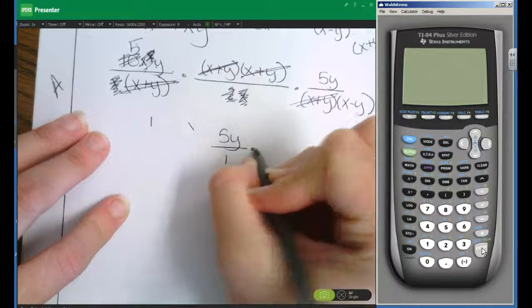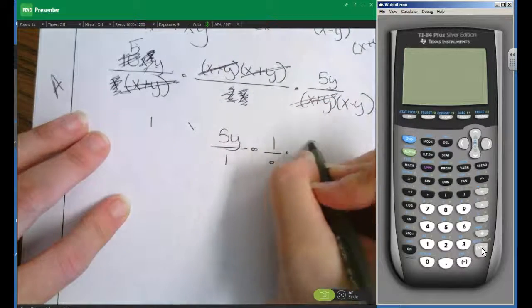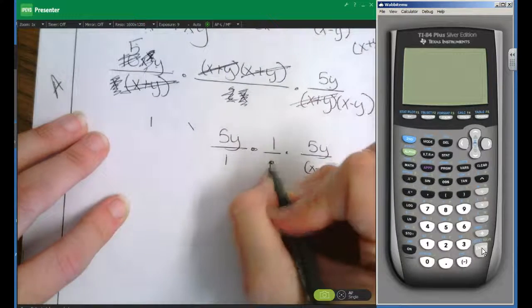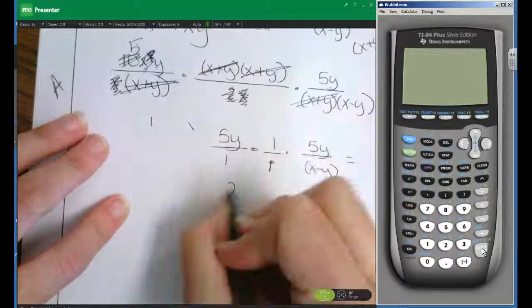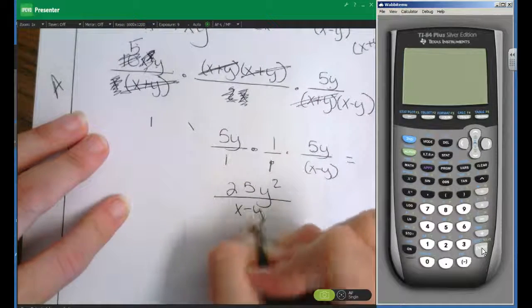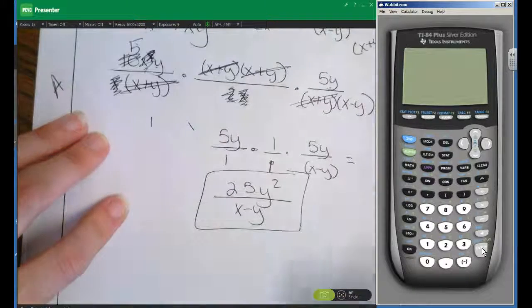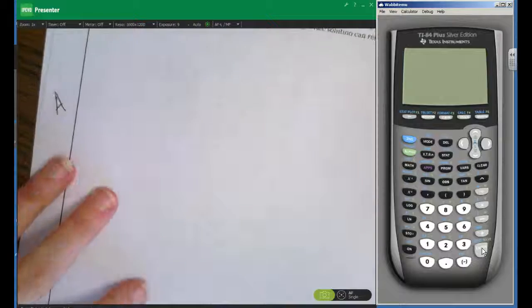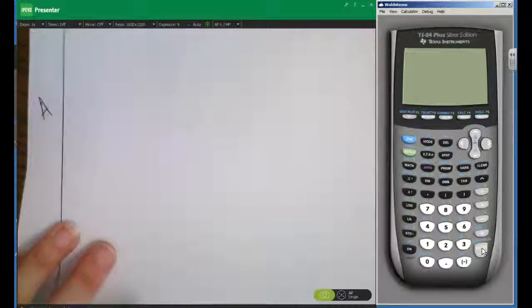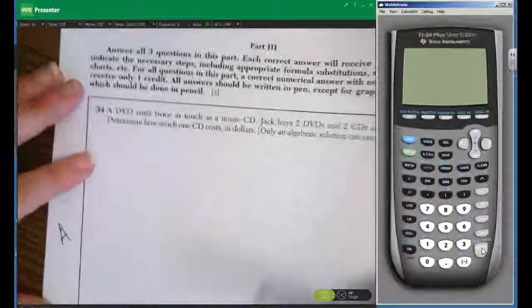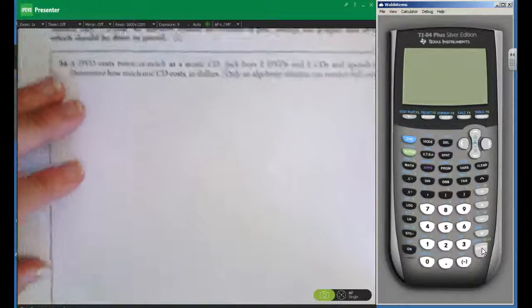5y over 1 times 1 over 1 times 5y over x minus y equals 5 times 5 is 25. Y times y is y squared. X minus y. And that's your answer. That was a 4-pointer. Okay, I'm getting down. Here's the 3-pointer. Ooh, last question. This is a long one, isn't it?